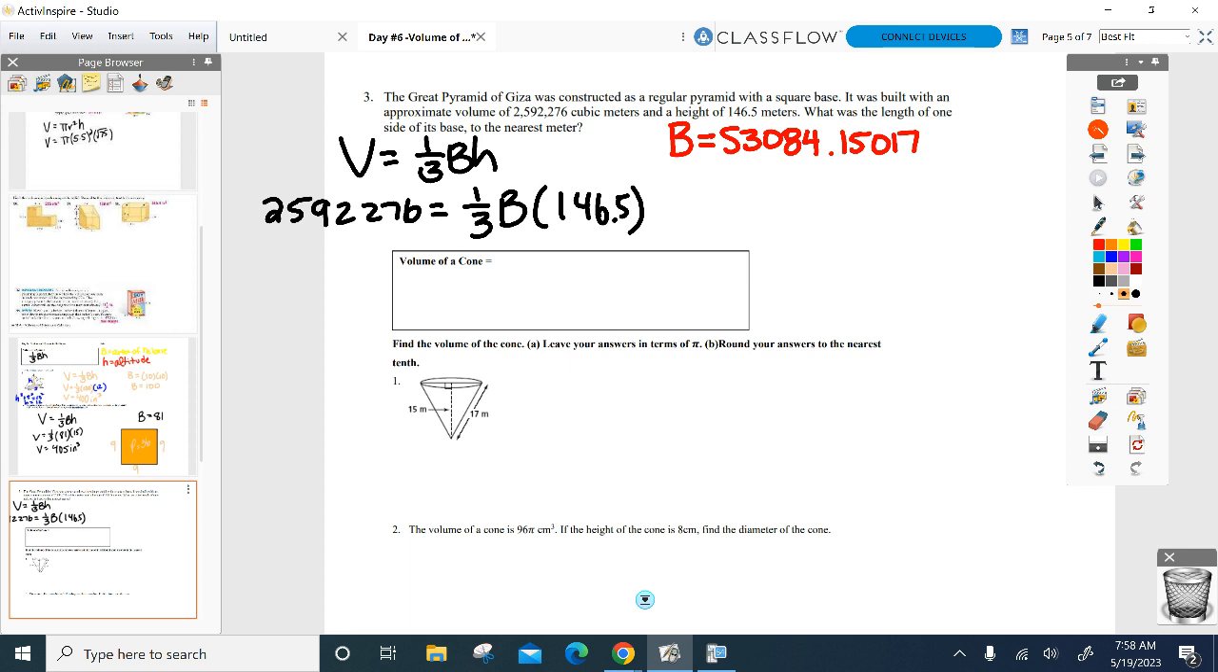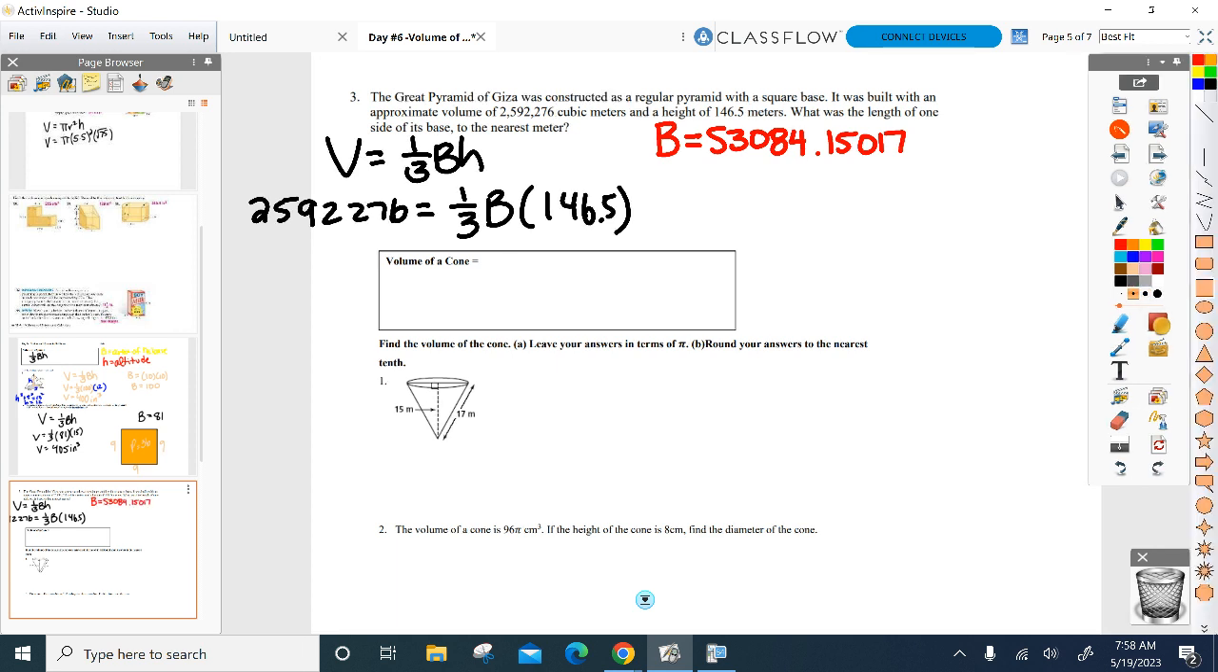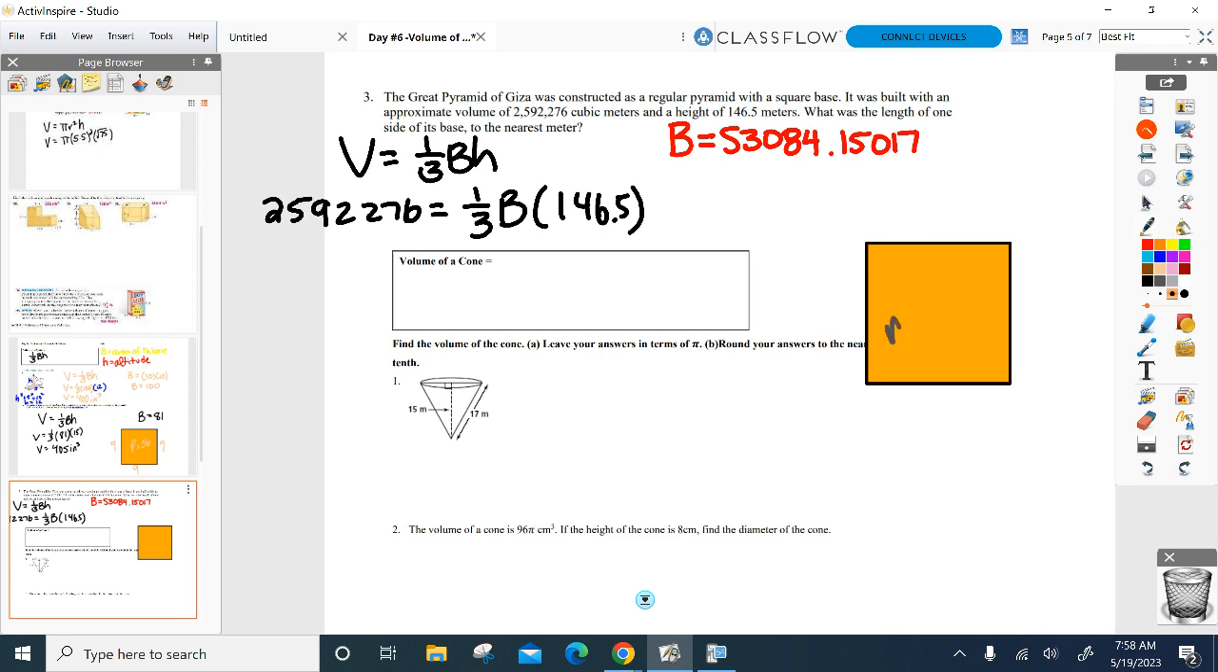Let's think about this. That's the area of the base, but I only want one side of the square. So that's my area right here. And I only want one side of the square though. So what am I going to have to do to that number to get to the side of the square? Don't divide it by 4. That's not that. That would be if I had the perimeter. Okay, if I had the perimeter, I'd divide by 4, but I don't here. I have the area. So how can you go from here to the side?